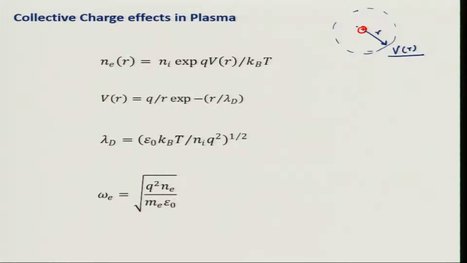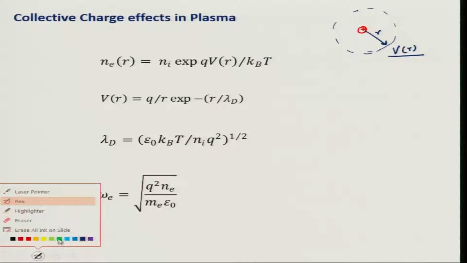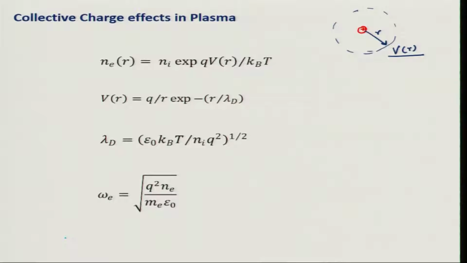Okay. Because the electrons will be attracted towards the positively charged ion. So, if we take another color, say that we have some electrons in this region, which are attracted towards this positively charged ion.